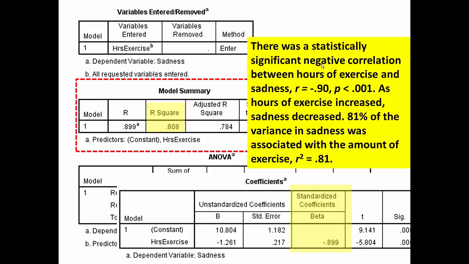So what can we report at this point? We can say, just as we did before, that there was a statistically significant. This is just another way to get to the same information.